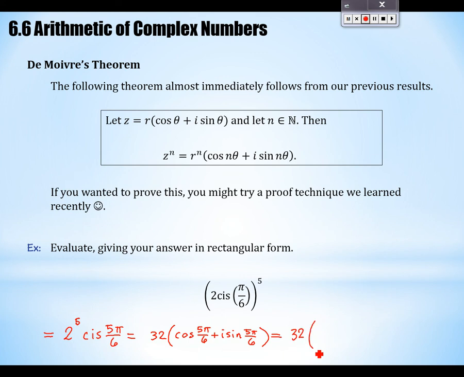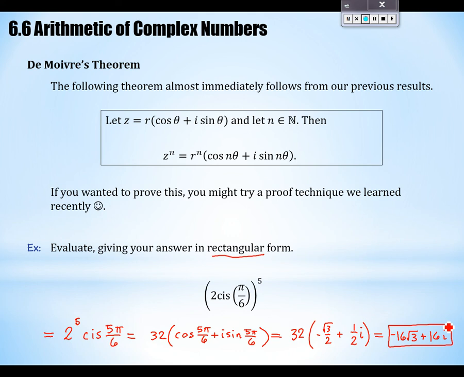What is the cosine of 5 pi over 6? Good job. Sine of 5 pi over 6? Okay, so here we go. It wants it in rectangular form, so we'll give it to him. Negative 16 root 3 plus 16i. Notice, guys, that that's nice, and that was quick.